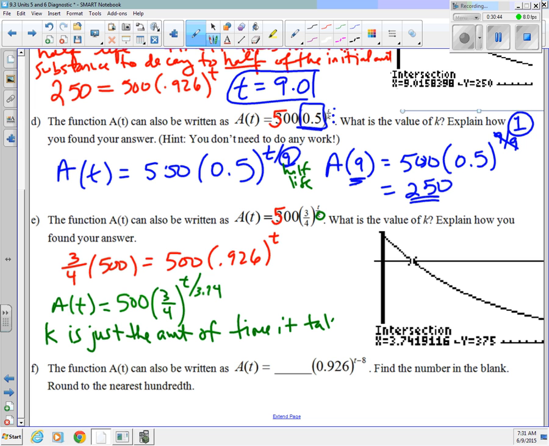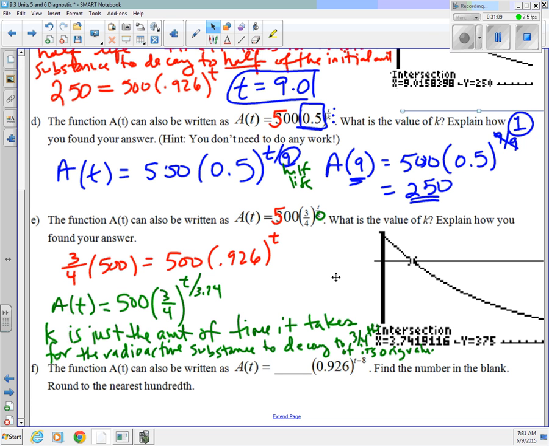it takes for the radioactive substance to decay to 3/4 of its original value.